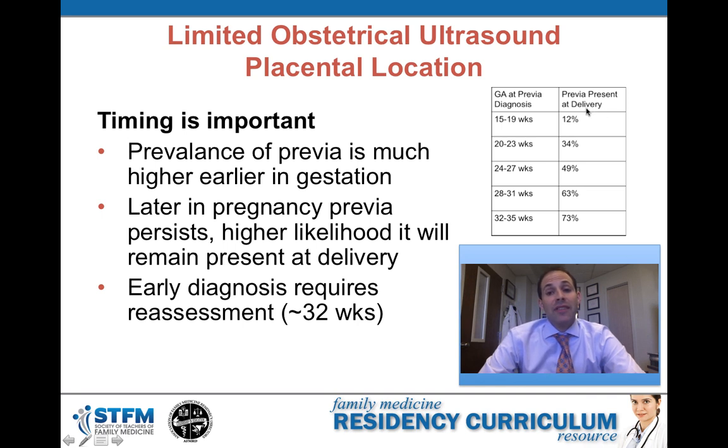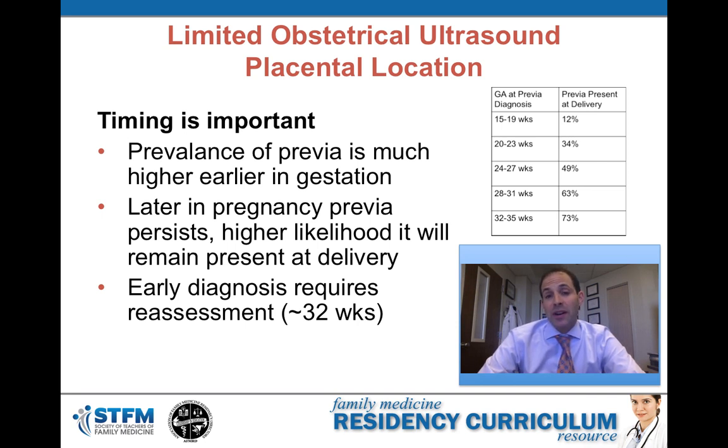Placenta previas that are identified early in gestation, as I mentioned, may resolve. As you can see here in this graph on the right, which is a study of over 700 placentas, when they're diagnosed at 15 to 19 weeks, only 12% are present at delivery. The farther along you get in gestation, where previas are identified, the more likely they are to persist and be present at delivery. Therefore, when previas are suspected or diagnosed early in pregnancy, follow-up imaging is recommended.